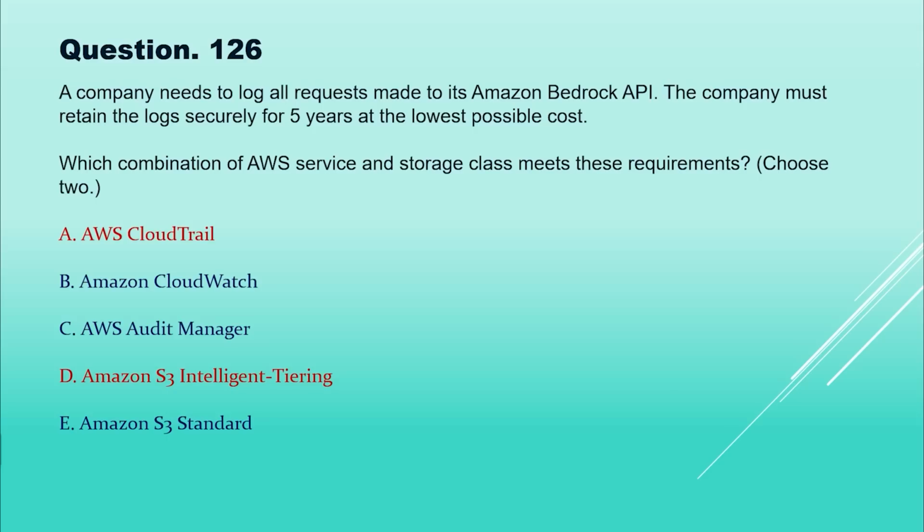And Amazon S3 Intelligent Tiering is a cost-effective storage class designed to optimize cost for data with unknown or changing access patterns. So it automatically moves the data between frequent and infrequent access tiers based on usage, ensuring cost efficiency while meeting the long-term retention requirement. So option A and option D are correct here.